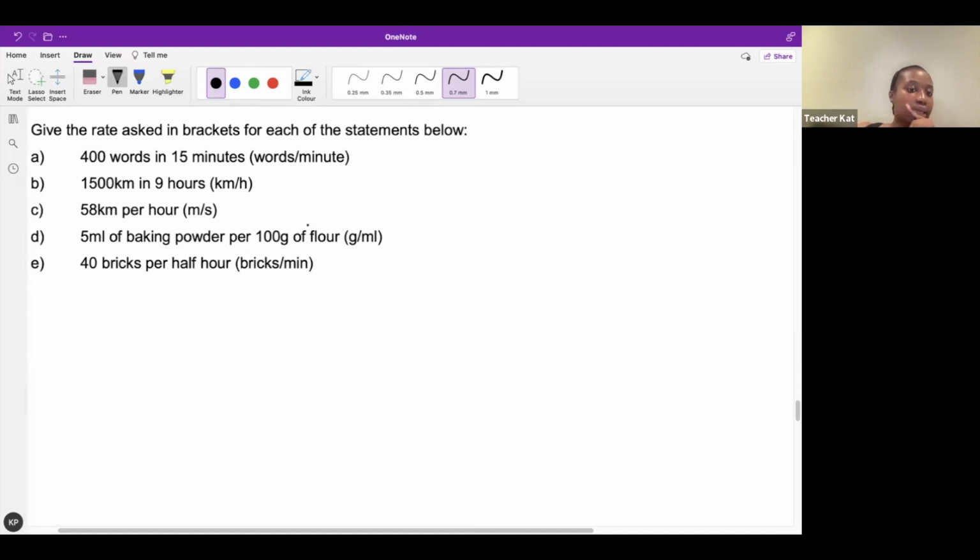Don't worry. Okay. Give the rate in brackets for each of the statements below. 400 words for 15 minutes. I want to know words per minute, as in for 1 minute. So A, I'm dividing by what? 15. Nice.